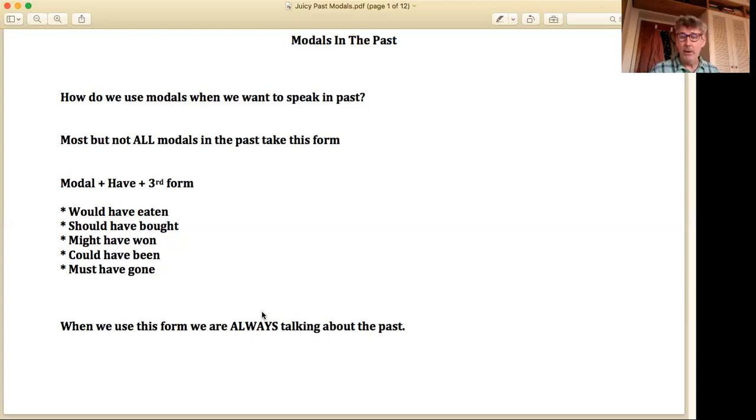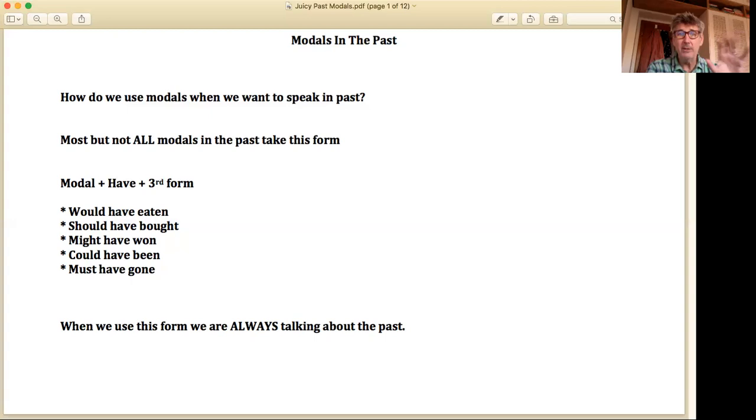Okay, very often when you want to use a modal in the past, it's going to take on this form. And again, this form is similar to what we use in the third conditional main clause, where it's something that we wanted to happen, but it didn't. Even when we're not creating a third conditional with these, this similar idea seems to come in there a lot.